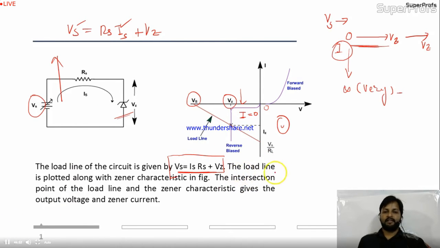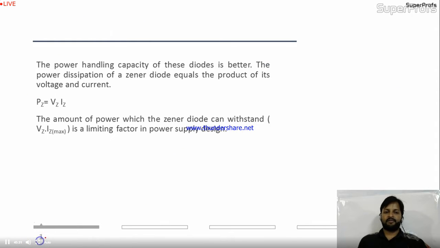See, the load line is plotted along with the Zener characteristics. This is the Zener characteristics that is given, and this is the characteristic in the reverse bias, but in the forward bias the Zener is working like a normal diode. So the load line is plotted along with the Zener characteristics in the figure. The intersection point of the load line and the Zener characteristics gives the output voltage and Zener current. Is it okay to you? Let's come to the next point.